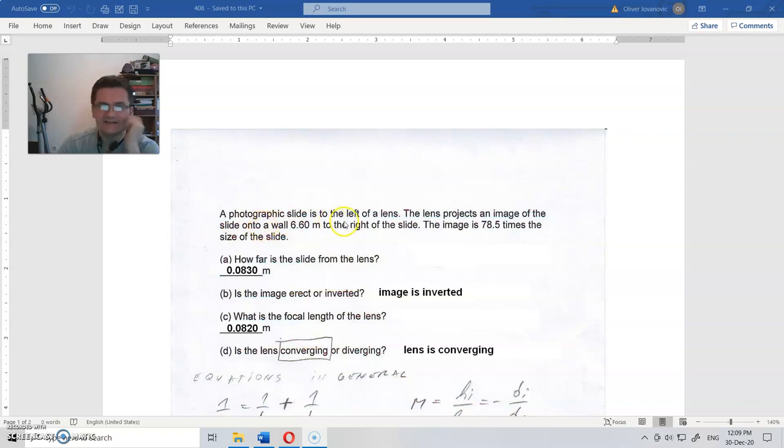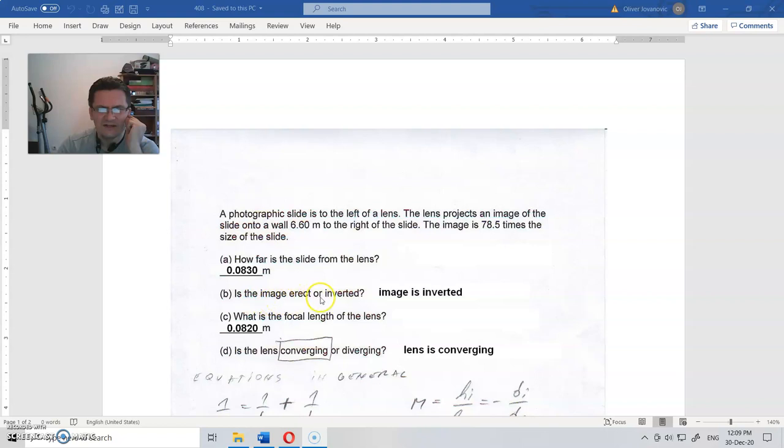A photographic slide is to the left of a lens. The lens projects an image of the slide onto a wall 6.6 meters to the right of the slide. The image is 78.5 times the size of the slide. How far is the slide from the lens? Here's the answer after calculation.